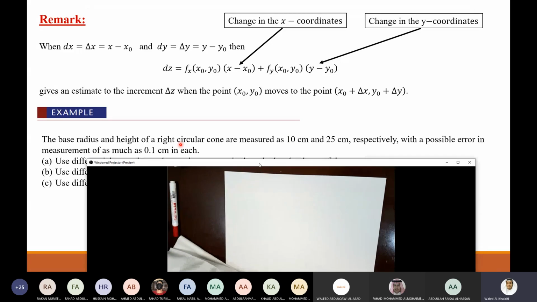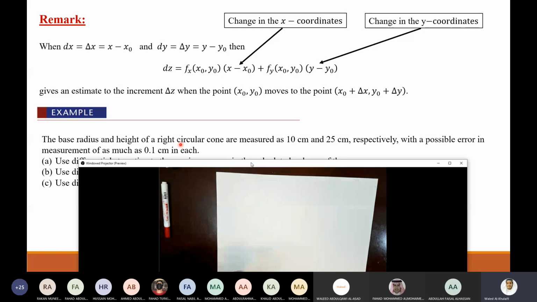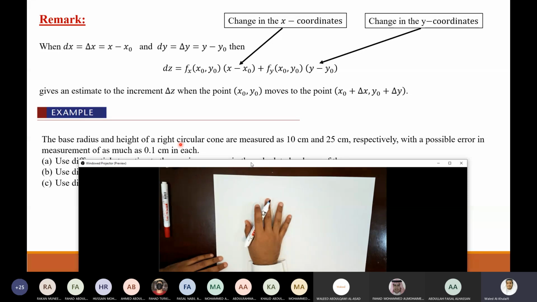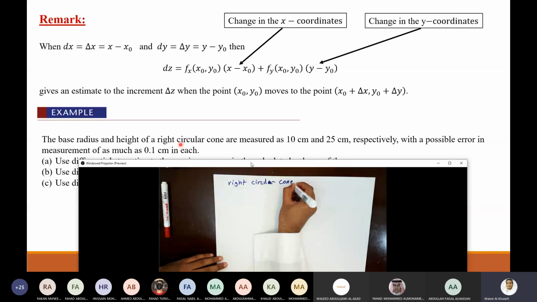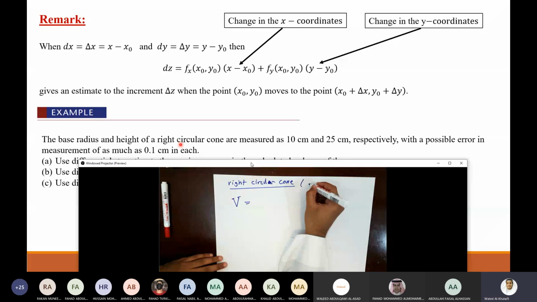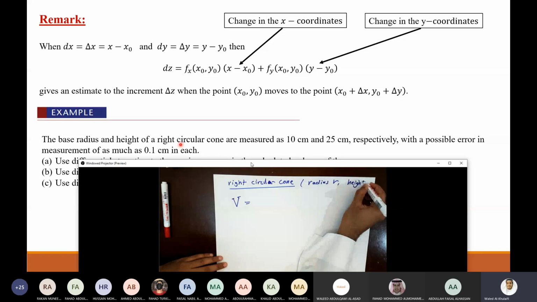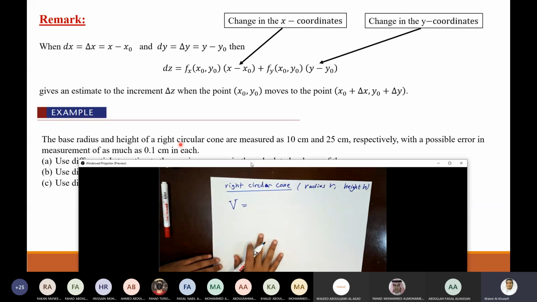So first of all, Shabab, we need to find the variables. Now look here, he said circular cone, right? Circular cone. Okay, and he talked about the volume. What is the volume, Shabab, of a circular cone? Can anyone remember? Of course, what do you need in the circular cone? You need the radius, which is r, and the height, which is what? h. If you have the radius and height, guys, what is the volume of the circular cone?